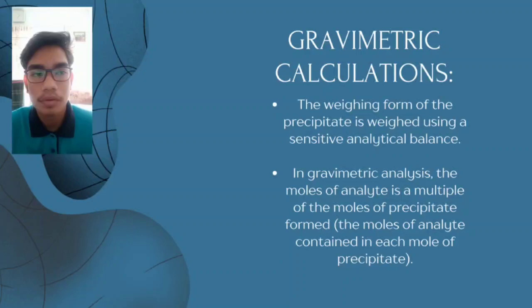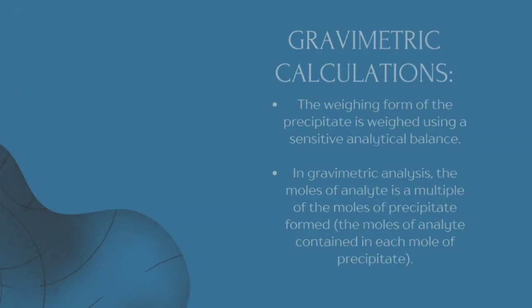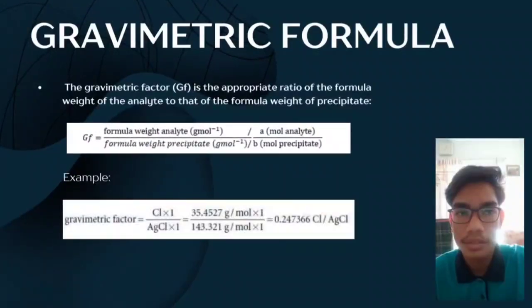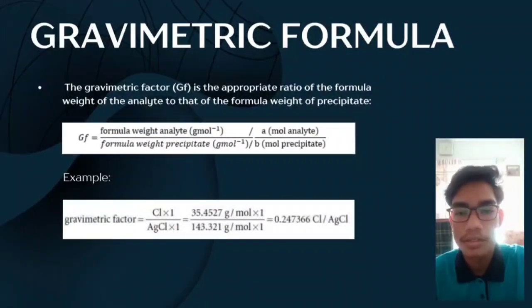We are going to talk about gravimetric calculation. The weighing form of the precipitate is weighed using a sensitive analytical balance. In gravimetric analysis, the moles of analyte is a multiple of the moles of precipitate form. The precipitate form is the moles of analyte contained in each mole of precipitate. This is the gravimetric formula. As you can see on the slide is the example and the formula itself.